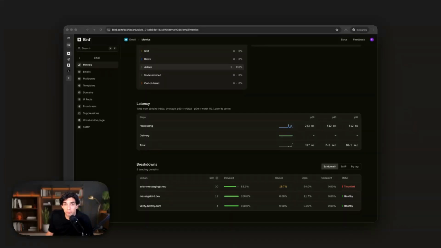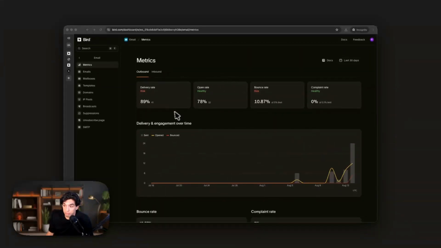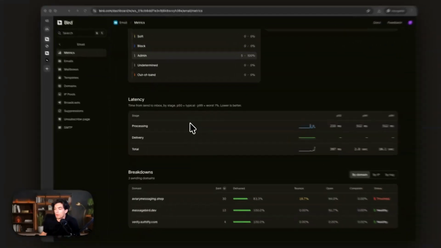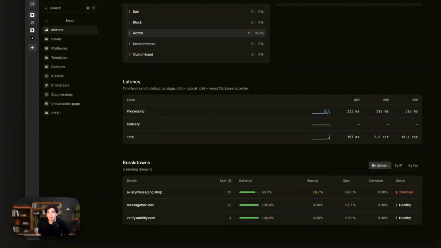If you're throttled, it will apply the moment that the delivery rate drops. So currently we can already see that for me, it's triggered specifically on my bounce rate in combination with my delivery rate. So how can we actually start preventing this in the future?